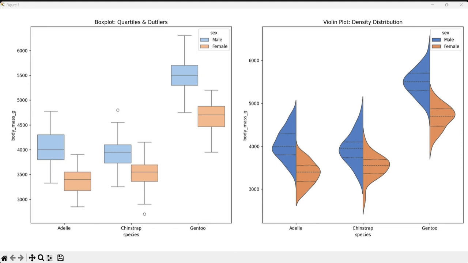And consistency is also there, because Adelie and Chinstrap penguins have very similar body mass ranges, though Chinstrap males show a slightly wider range of weights, that are more spread out compared to the Adelie males.